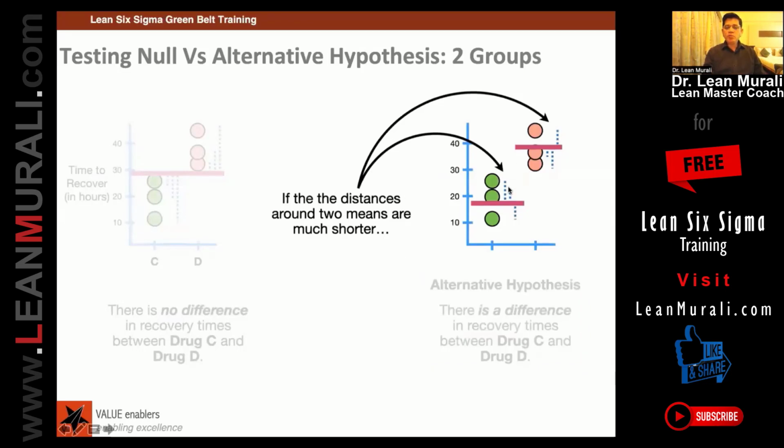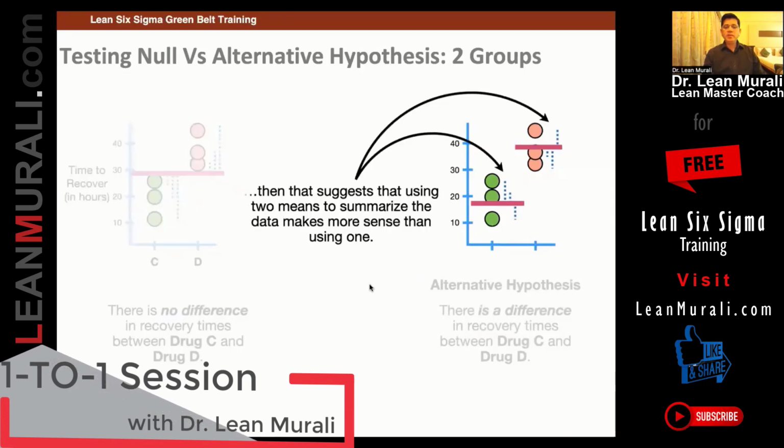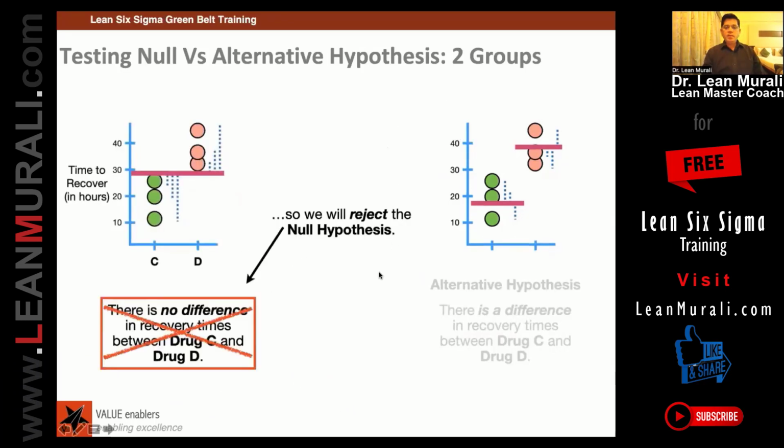Suppose the distances around these two means are shorter than the distances around the single mean, then that suggests that using two means to summarize the data makes more sense than using one. So we reject the null hypothesis because these two means are far apart.